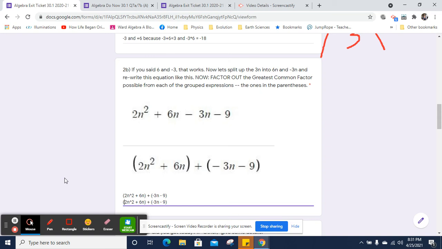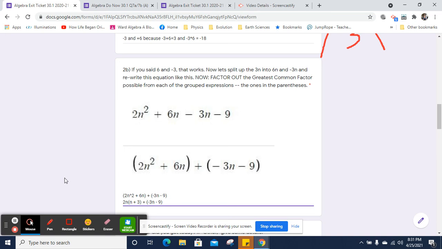Over here, I can pull a 2 out of 2 and 6. Factor 2 out of there. That becomes a 1. 6 becomes a 3. And I can also pull out an n. N from n squared. N squared becomes just n, and n divided by n is just 1. I can also pull out a negative 3. I could also pull a 3.